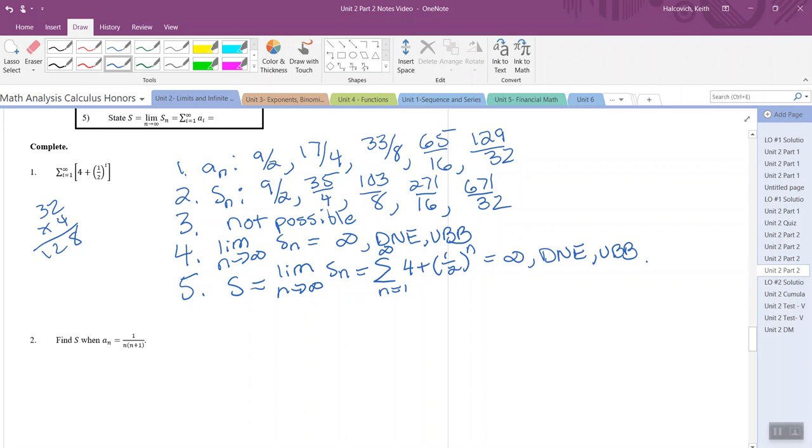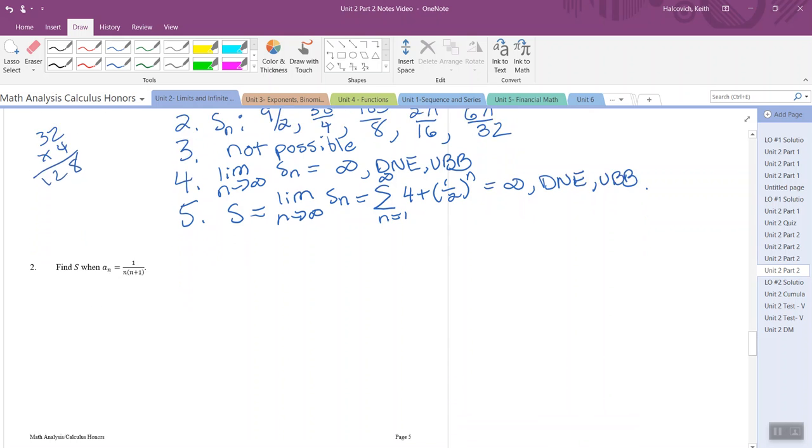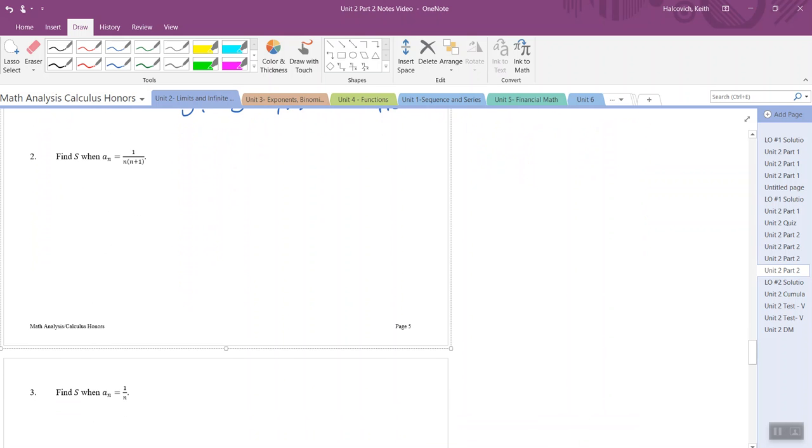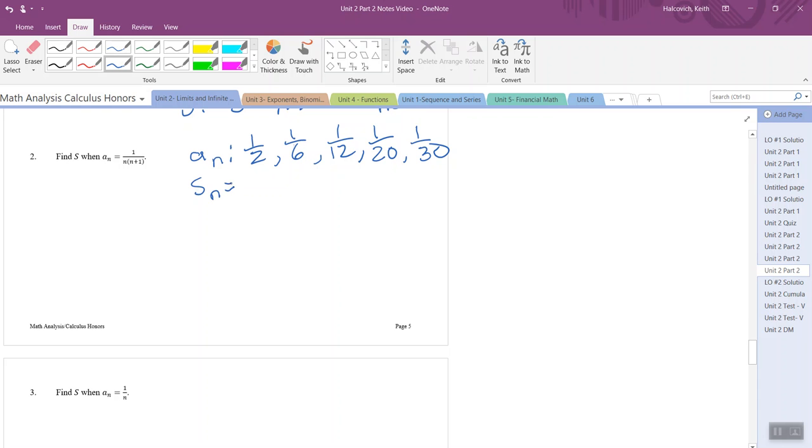Alright, so that's the process that we're going to use to find the sum of a non-arithmetic, non-geometric sequence. So number 2, the first 5 terms are 1/2, and then 1/6, then 1/12, then 1/20, then 1/30. And then the first 5 terms of the sum are 1/2.